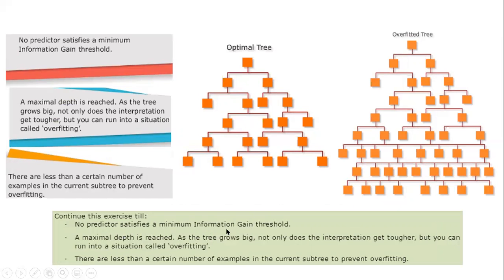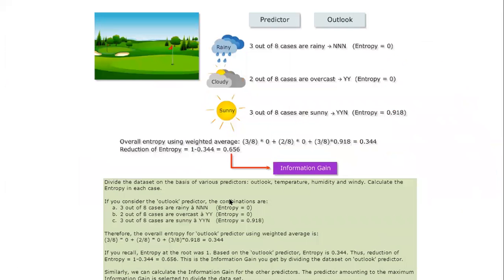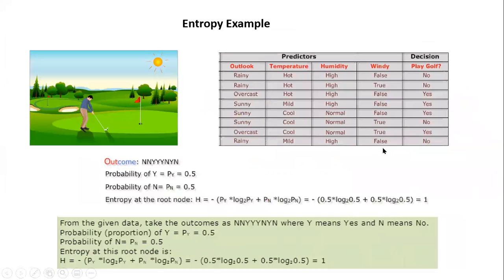So we keep repeating this exercise until no predictor satisfies the minimum information gain threshold, when all the predictors are giving almost the same information gain. You can ask where to stop. We will stop when none of the predictors is giving any significant amount of information gain. Suppose at some point the information gain for this is 0.1, for this is 0.11, this is 0.09. So all of them are almost equal. There is no point in splitting further, so you can stop the tree.